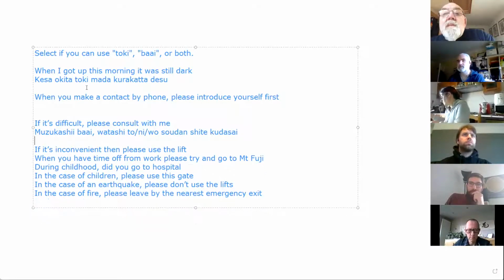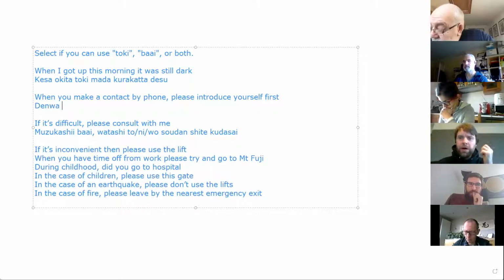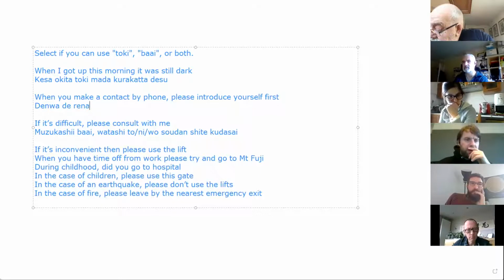Okay, Piotr, do you want to do this one? When you make a contact by phone, please introduce yourself first. So I was thinking of using renraku suru. I think we did something like that. Exactly. So denwa de renraku suru toki or ba. Yeah, renraku suru. Sorry, not used to using a proper keyboard. Toki or ba. Yeah.